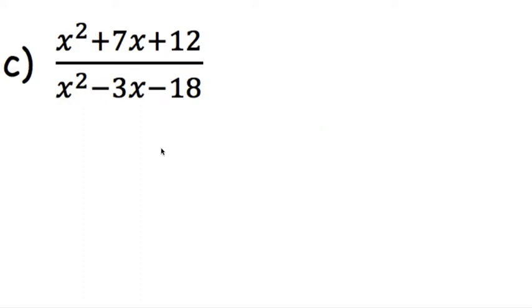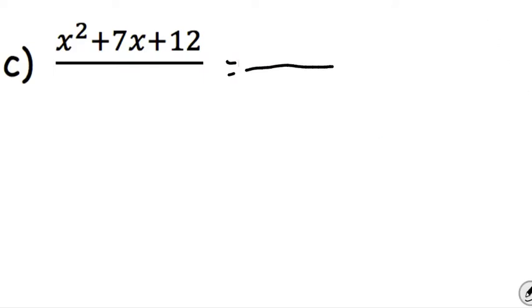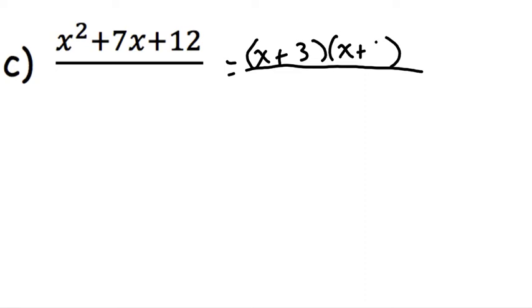All right, next up. Let's look at the top separately. I need two numbers that will multiply to give me 12 and add to give me 7. Think about it for a second. Two numbers that multiply to give me 12, add to give me 7. What do we have? If you said 3 and 4, you are correct. 3 times 4 is 12. 3 plus 4 is 7.